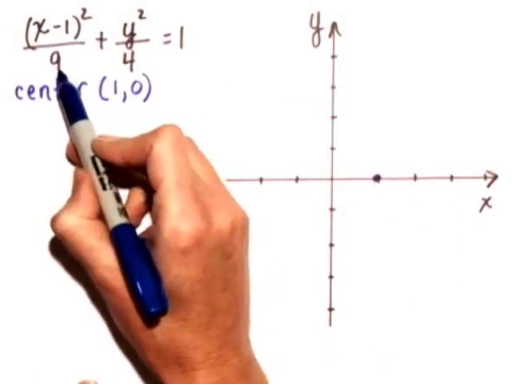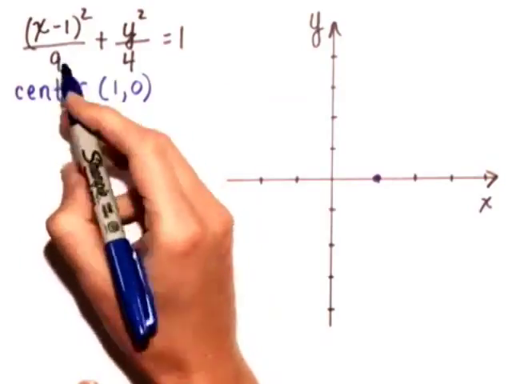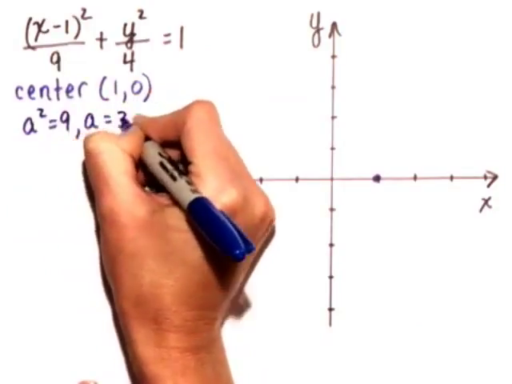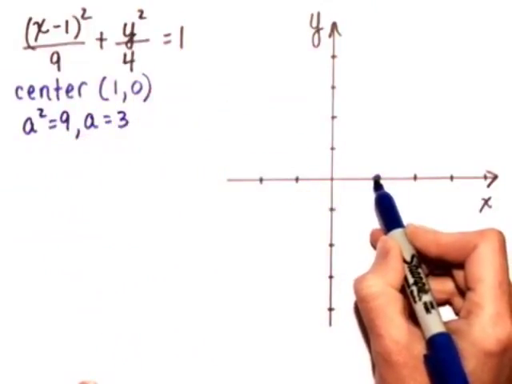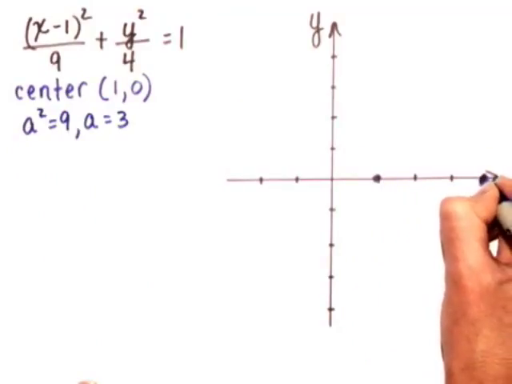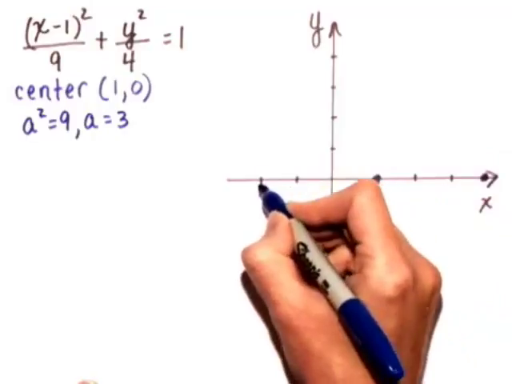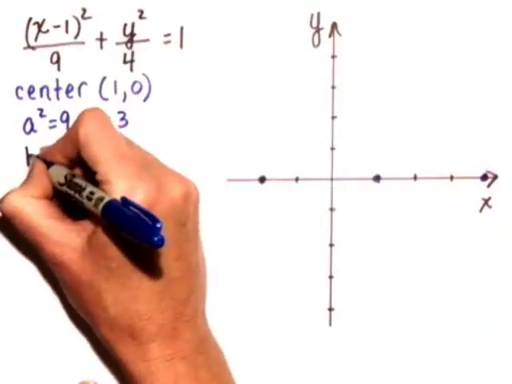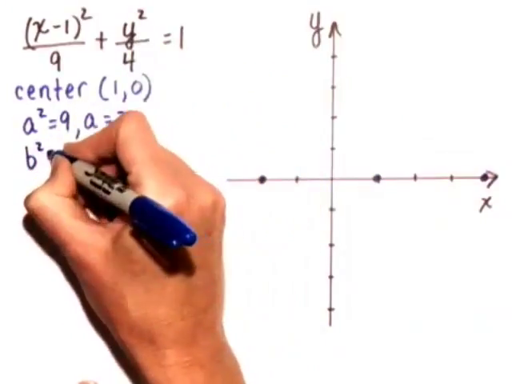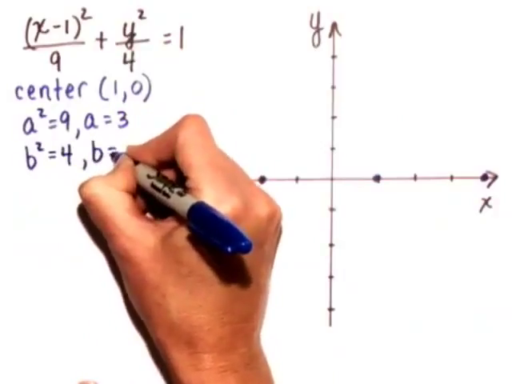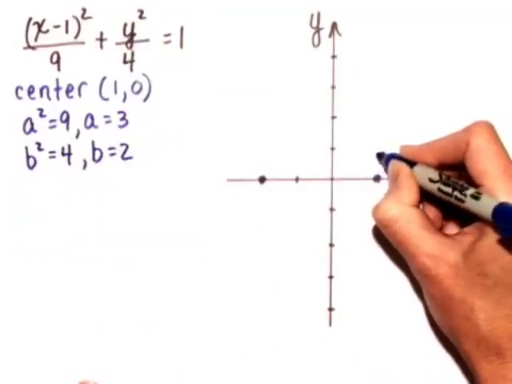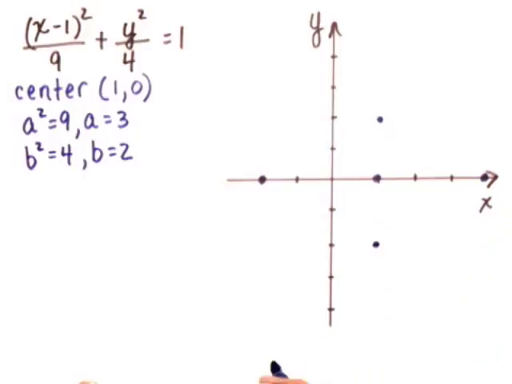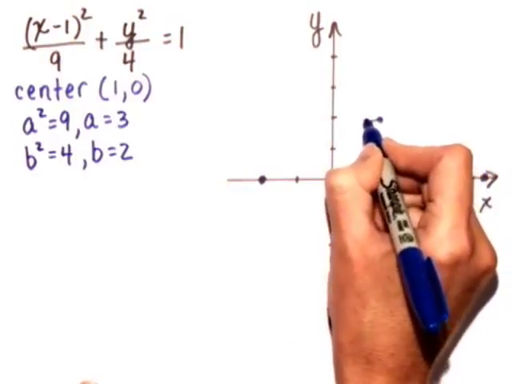I see that a squared is the larger number and it's under the x squared term. So in this case, a squared is equal to 9, so a is equal to 3. So from my center of 1, 0, I'll go 3 units to the right, and that's my first vertex, and then I'll go 3 units to the left, and that's my second vertex. I can also see that b squared is under my y squared term. b squared is equal to 4, so b is equal to 2. So from my center, I'll go up 2 units to get an end point, and down 2 units to get another end point. Now I'm ready to sketch this ellipse.